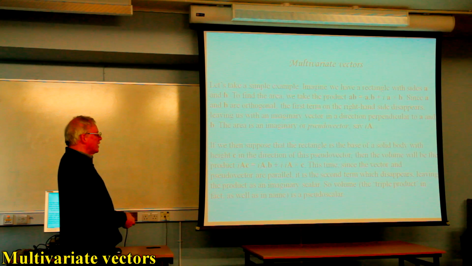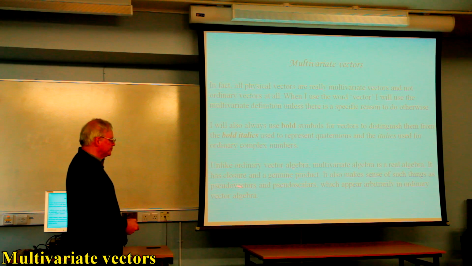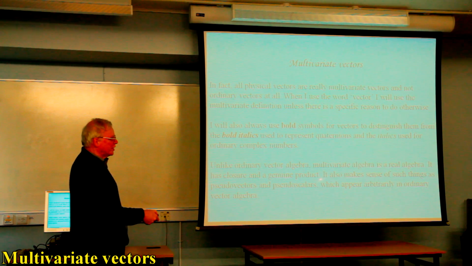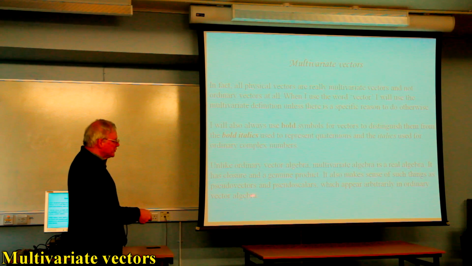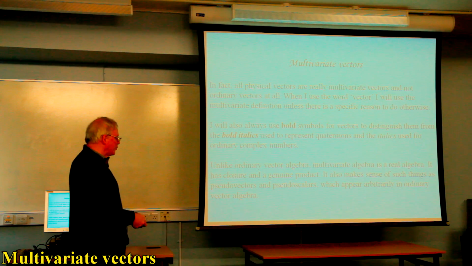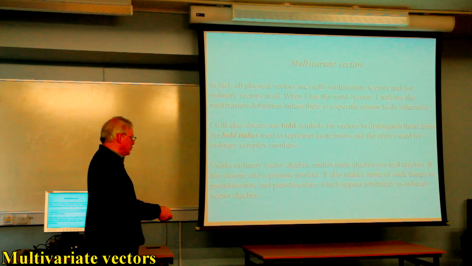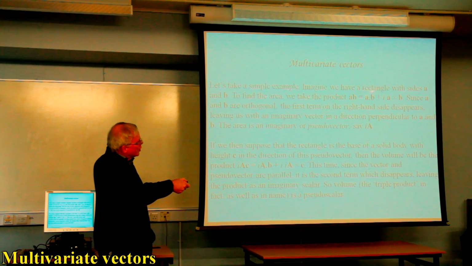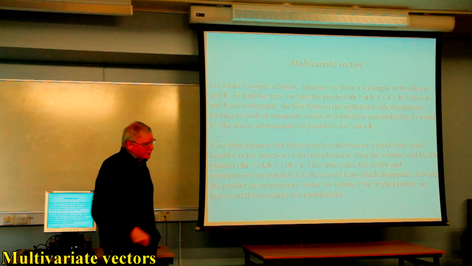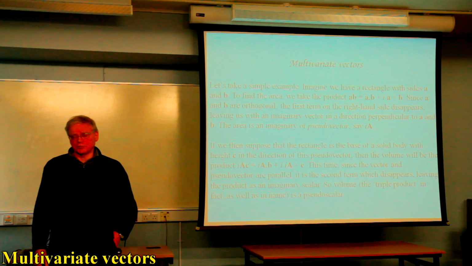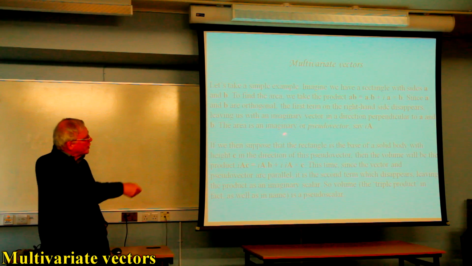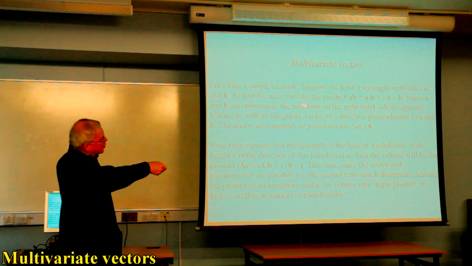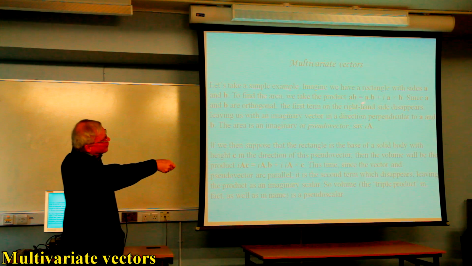Now, multivariate vector algebra is a closed algebra. It has a genuine product and it has closure. And it has 8 terms. But we'll come to that in a moment. It also makes sense as pseudo-vectors and pseudo-scalars. Let's take an example. We've got a rectangle, sides A and B. To find the area, we take the full product AB, A dot B plus i A cross B. The only bit that survives if they're orthogonal is i A cross B.